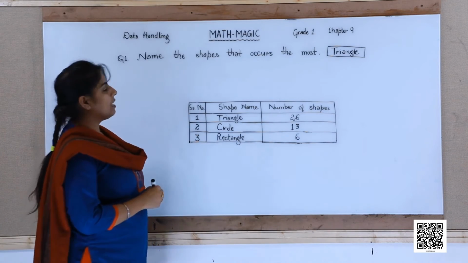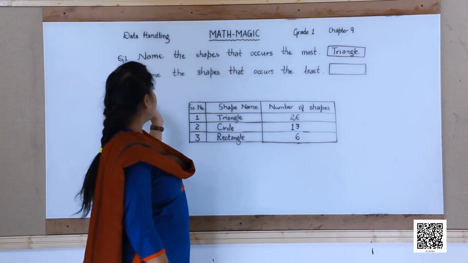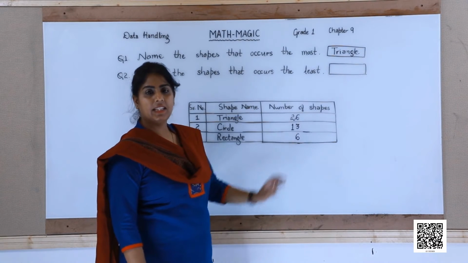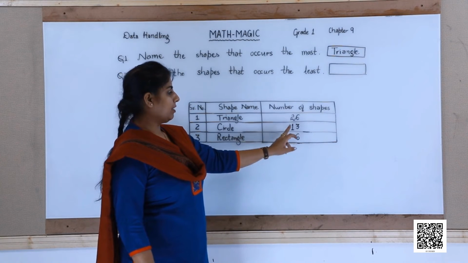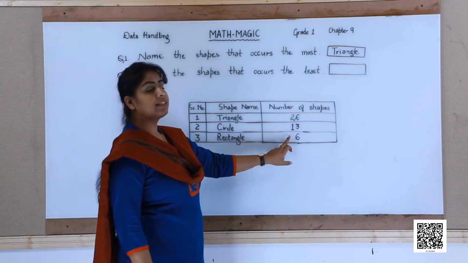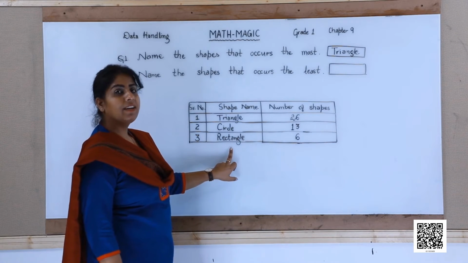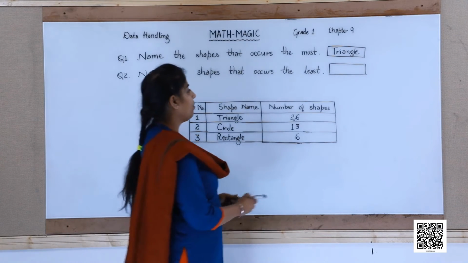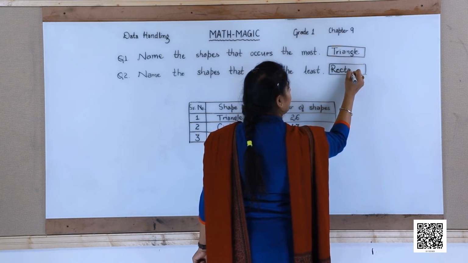So, let's answer some other question. The next question is, name the shapes that occurs the least. So, this means the number that is least. 26, 13, 6. Yes, it is 6. Let's take a look. What was the shape? Rectangle. So, what are we going to write here? Rectangle. Rectangle is the correct answer.